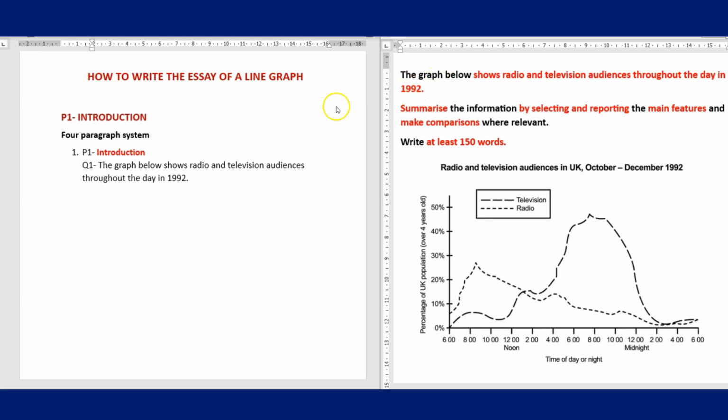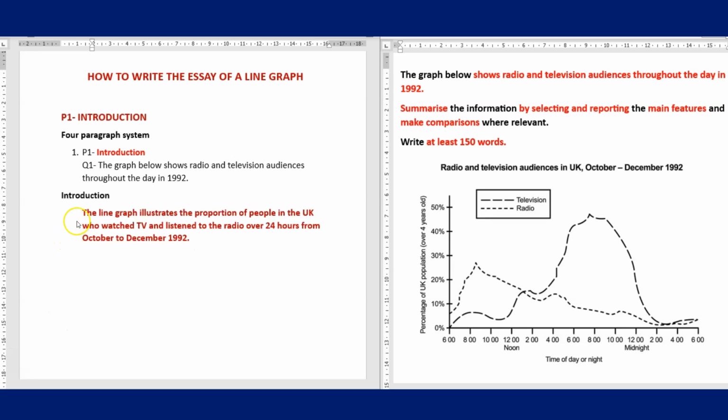So it's important that you rephrase it or rewrite it in your own words. So the first thing to do is to state the introduction, or to write the introduction. And if you read the question, it states that the graph below shows radio and television audiences throughout the day in 1992. So how do we state this as an introduction in our own words?